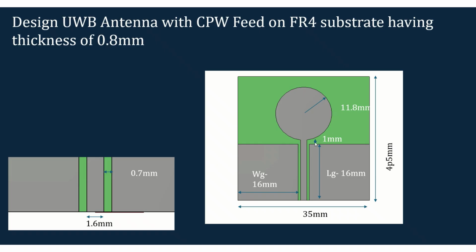We have to put some gap between the circular patch and the ground plane, so I'm choosing a gap of 1 mm. And this is the dimension of the CPW, 1.6 and 0.7 mm, which gives us around 71 ohm impedance. I'm using this impedance because I'm using edge feeding for this structure, and the impedance at this point will be very high. That's why I'm using this feed dimension.